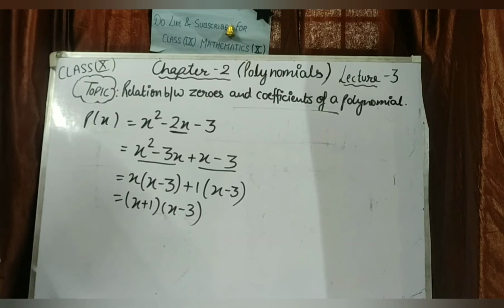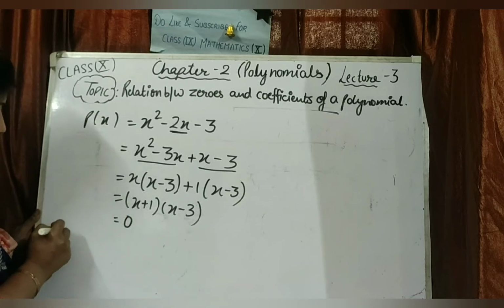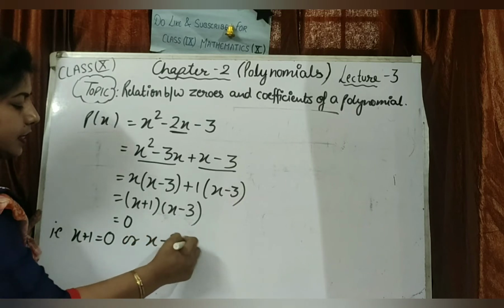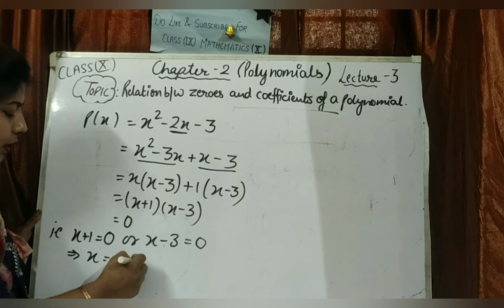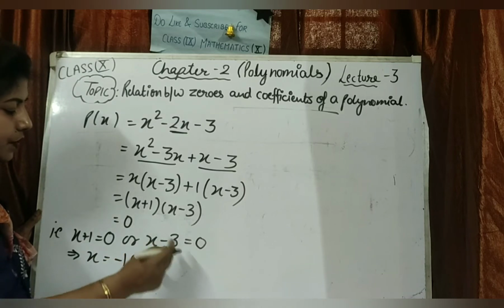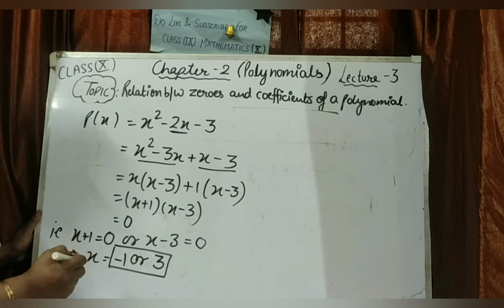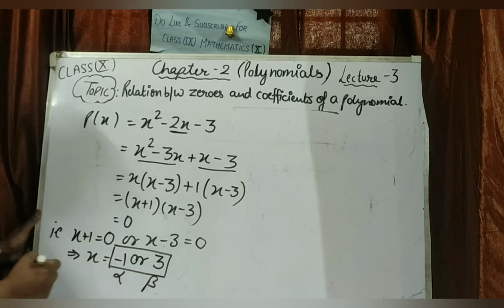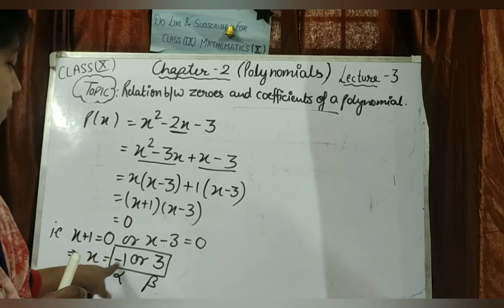But what do I need to find? I need to find zeros. For finding zeros, what do we do? I'll equate this with 0. It means either x plus 1 is 0 or x minus 3 is 0. This implies that x is minus 1, or here I'll get it as 3 when I shift it. So it means I got two zeros, that is minus 1 and 3. Let them be alpha and beta. Okay, now I got the zeros alpha and beta as minus 1 and 3.